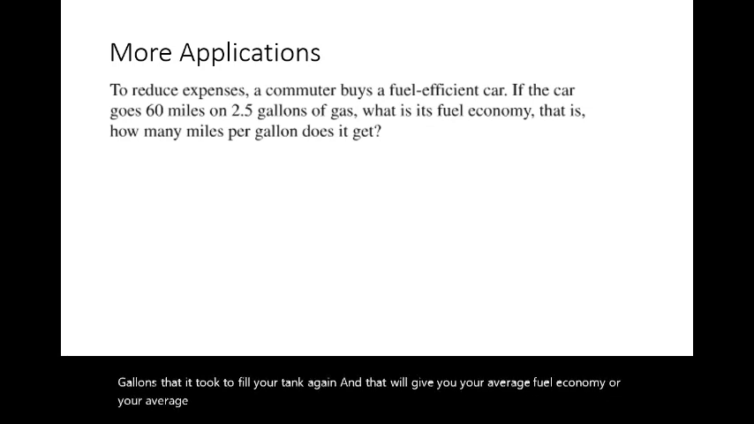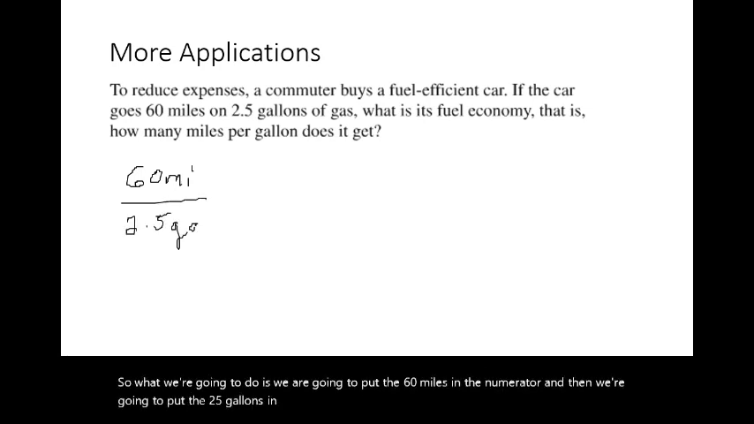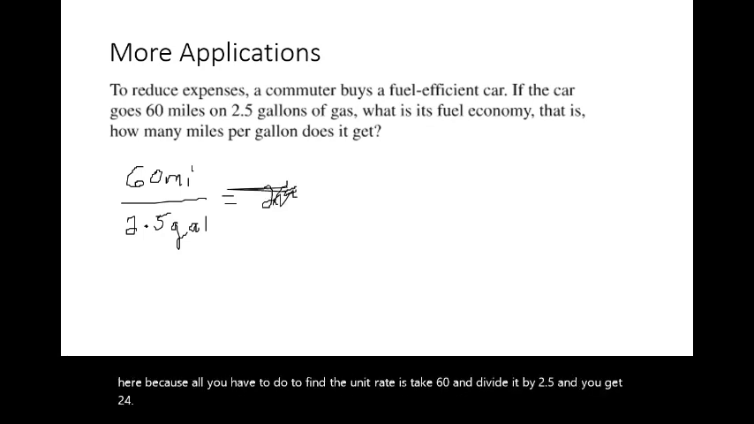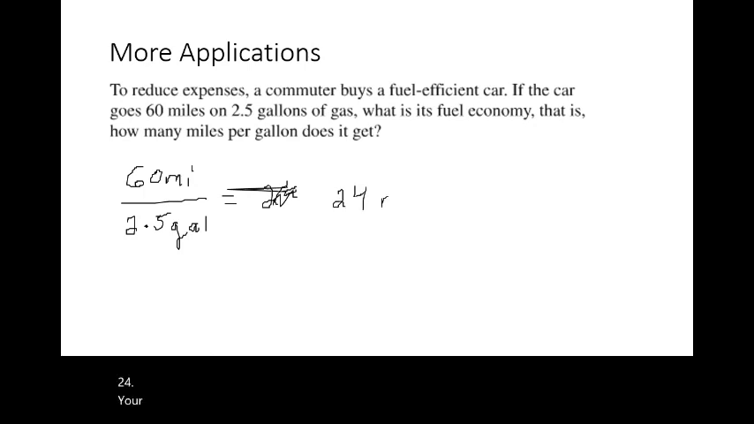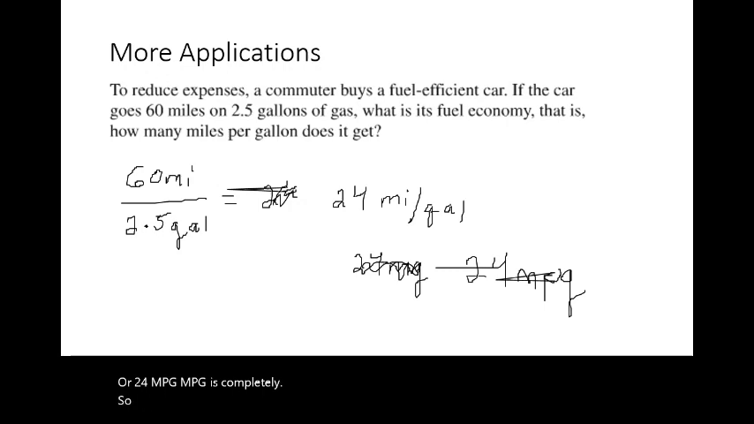So what we're going to do is put the 60 miles in the numerator, and then we're going to put the 2.5 gallons in the denominator. This is really the only amount of work to show here, because all you have to do to find the unit rate is take 60 and divide it by 2.5, and you get 24. So your fuel economy is 24 miles per gallon, or 24 mpg. So 24 miles per 1 gallon of gas.